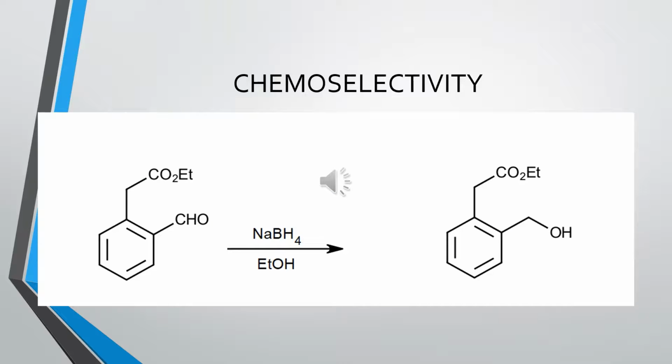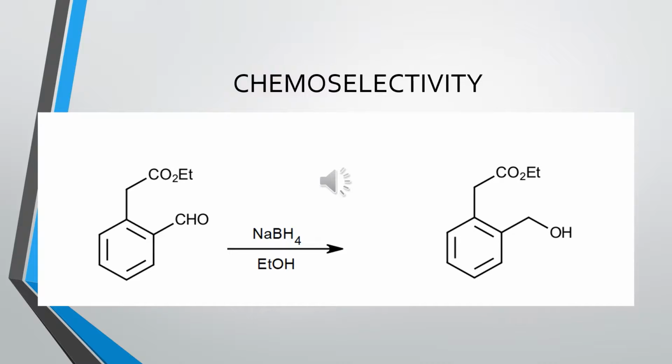Some chemical reactions are chemoselective. Here's an example of one. A chemoselective reaction is one that chooses one functional group over another related functional group. What you're seeing here is the sodium borohydride reduction of the aldehyde, the CHO attachment to the benzene ring, an aldehyde carbonyl in the presence of an ester carbonyl, the CO2Et, ethyl ester.